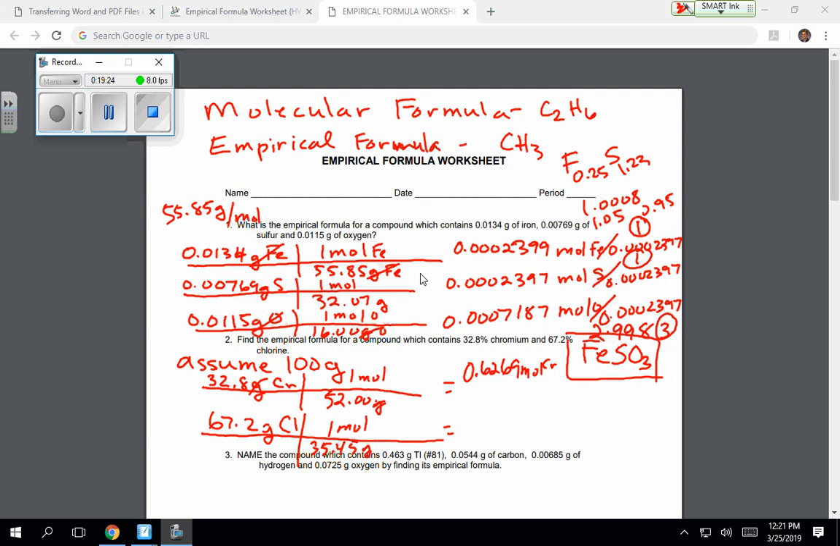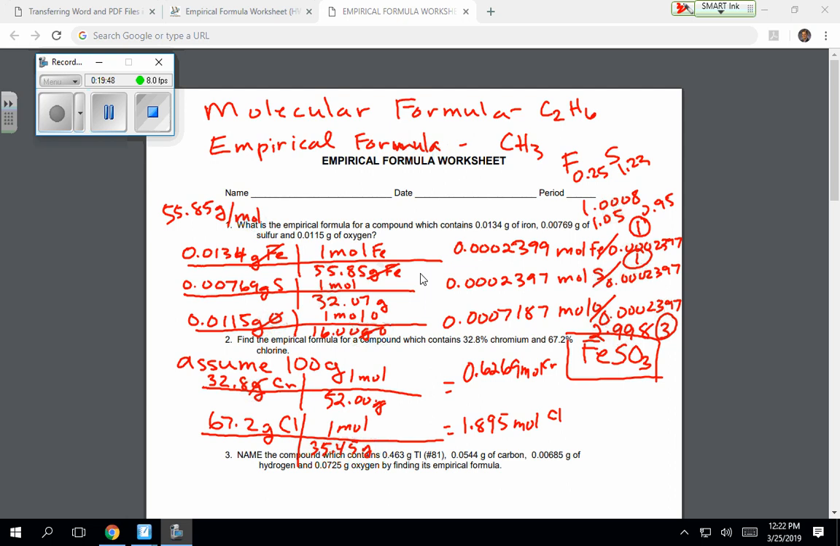And then what about the one down here? Zayla, did you get the second one by chance? No. You mind checking that one? It should be something close to 2, but not quite 2. 1.895. Okay, 1.895 moles of chlorine.